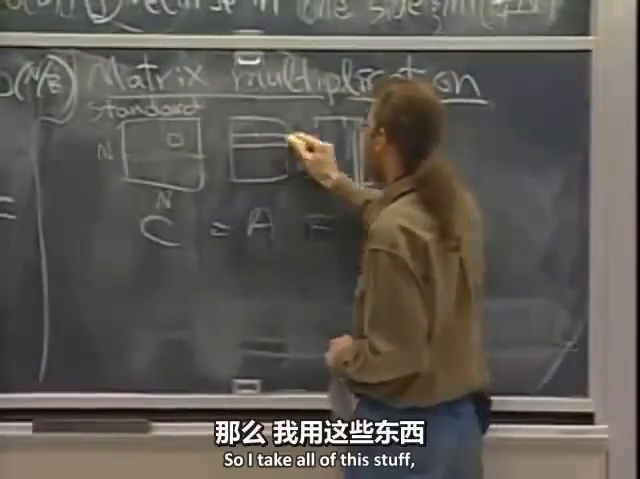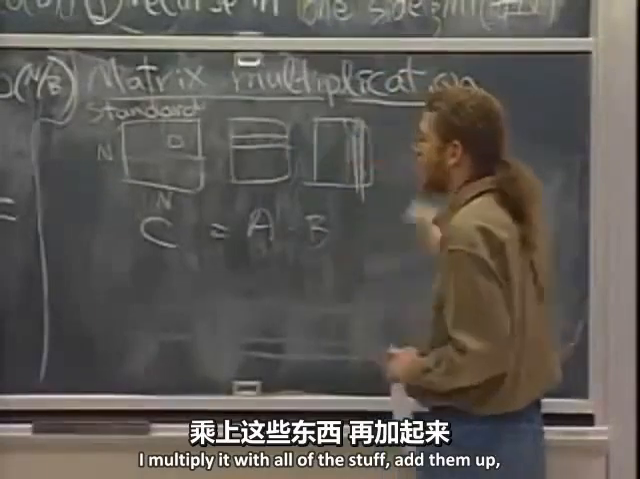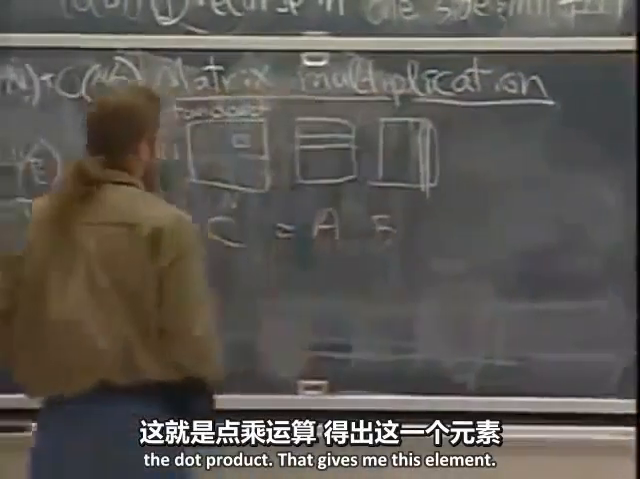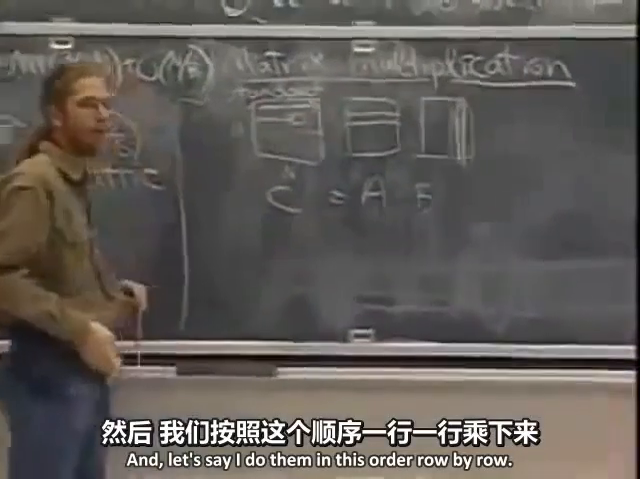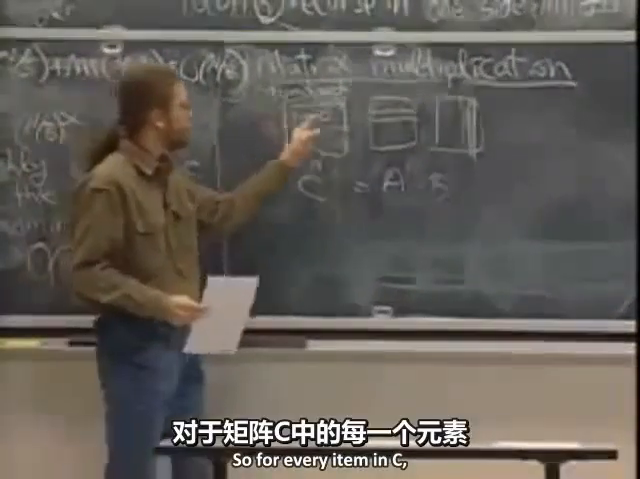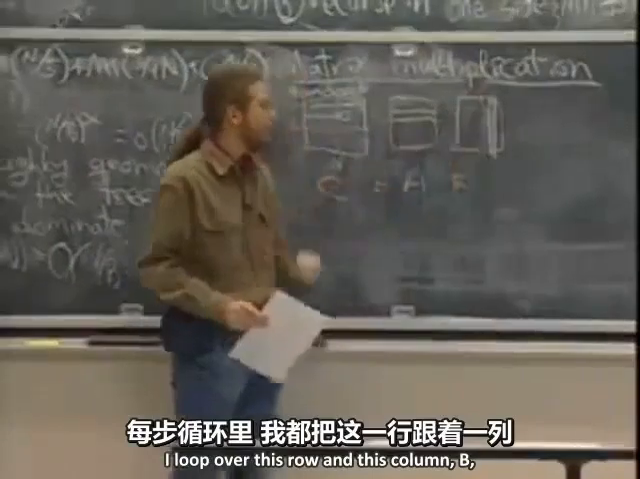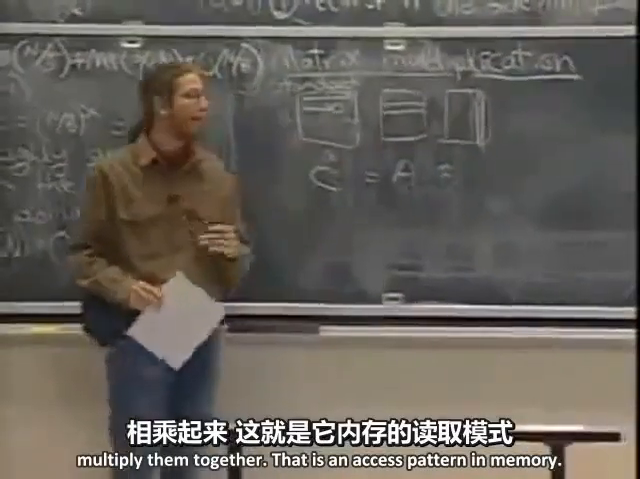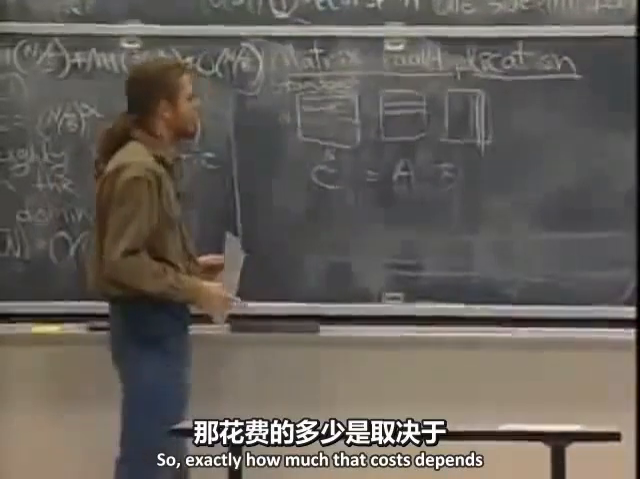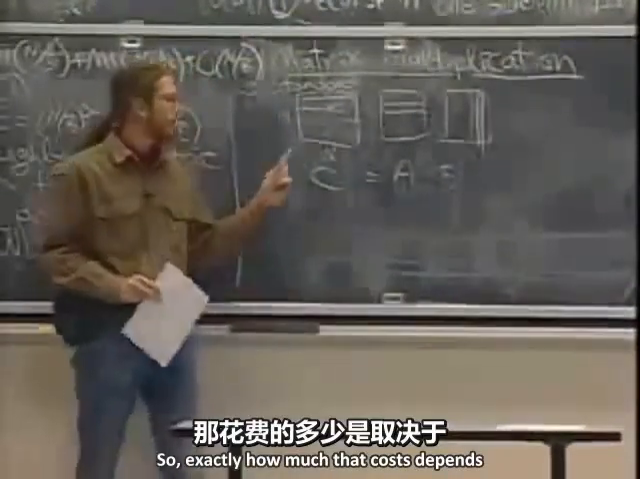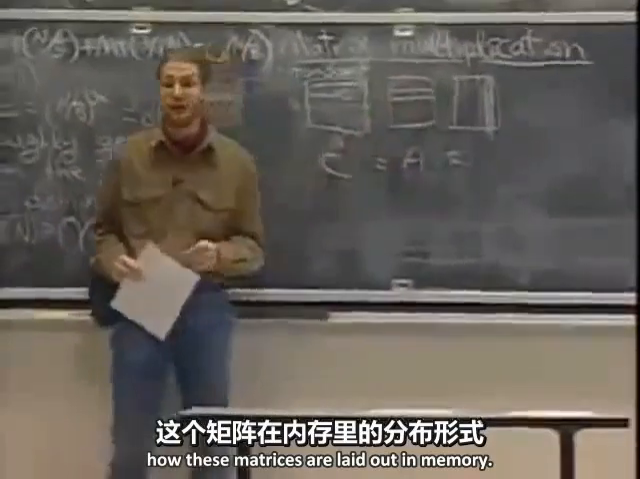Right? So I take all of this stuff, I multiply it with all of this stuff, add them up, the dot product. That gives me this element. And let's say I do them in this order, row by row. So for every item in C, I loop over this row and this column of B, multiply them together. That is an access pattern in memory. So exactly how much that costs depends how these matrices are laid out in memory.